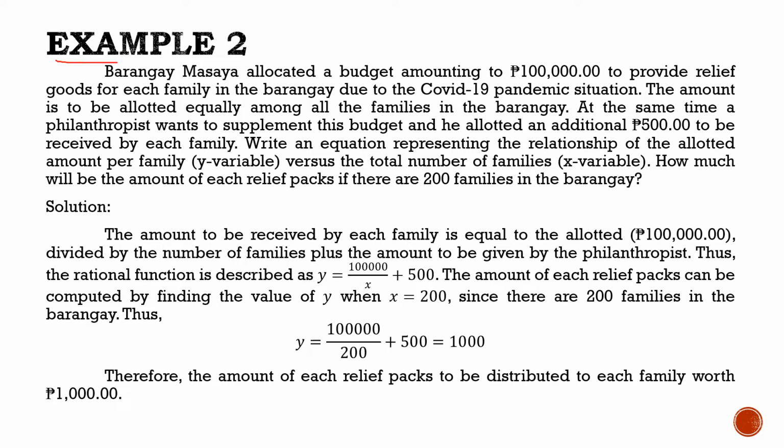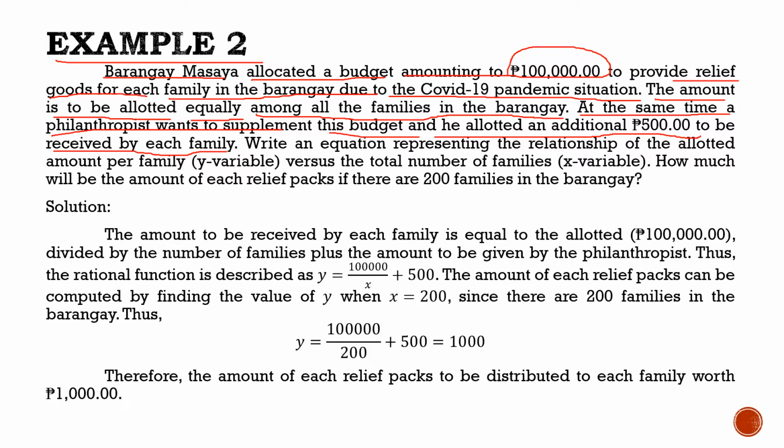So for example number 2, Barangay Masaya allocated a budget amounting to 100,000 pesos to provide relief goods for each family in the barangay due to the COVID-19 pandemic situation. The amount is to be distributed equally among all the families in the barangay. At the same time, a philanthropist wants to supplement this budget, and he allotted an additional 500 pesos to be received by each family.